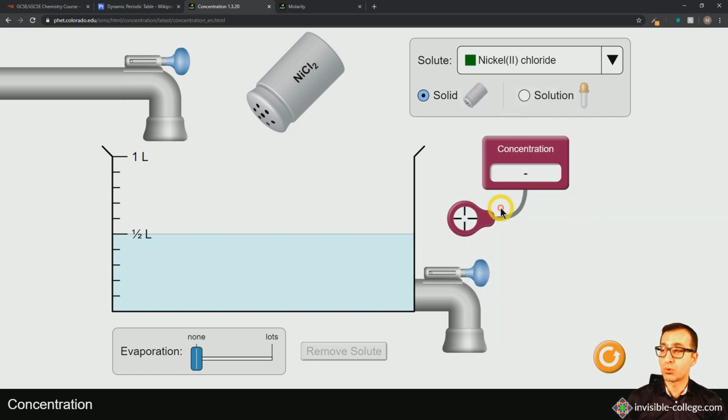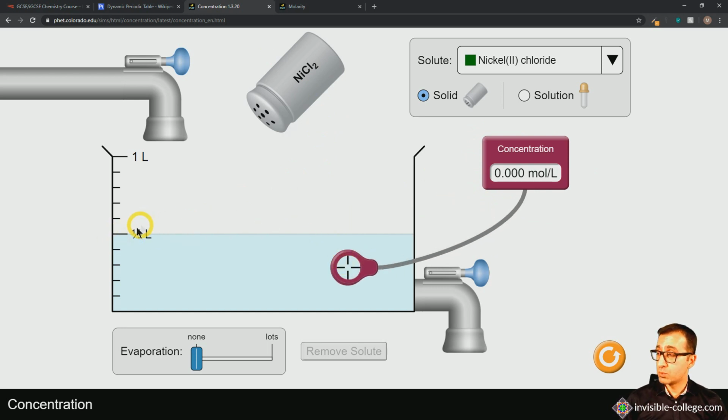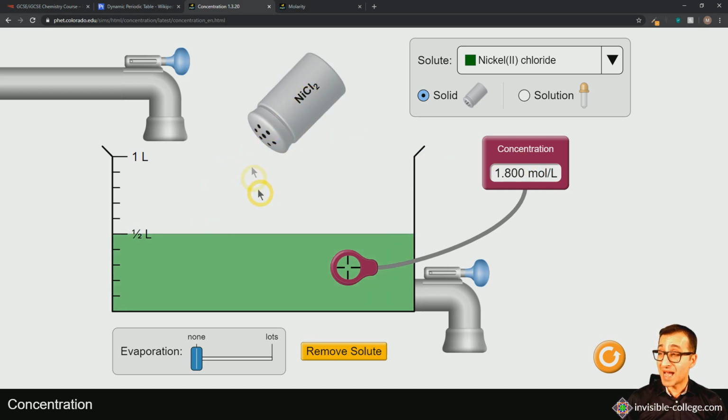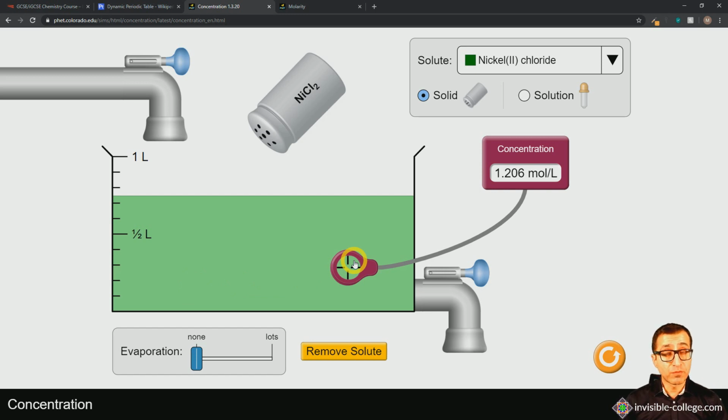So let's take a look at nickel 2 chloride. So if I have a half liter, which again is the same as 500 milliliters or 500 cubic centimeters. Remember, 1 liter is the same as 1 cubic decimeter. If I put some nickel chloride into here, we can see that the concentration increases because I'm adding more solute into the same volume of solution. If I now add more solvent, more water, we'll see that the concentration decreases because we have the same number of moles of nickel chloride particles, but we now have a greater volume of solution. We're dividing the same number of moles by a larger volume, and so the concentration decreases.